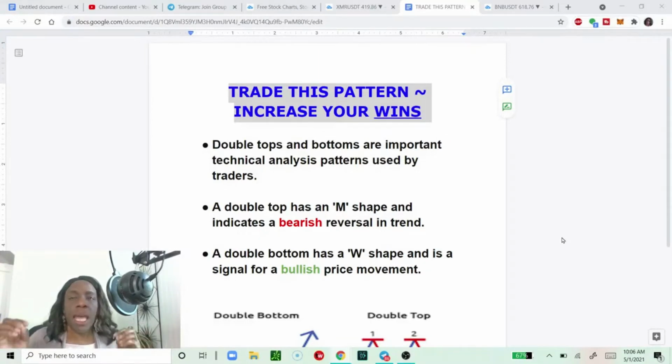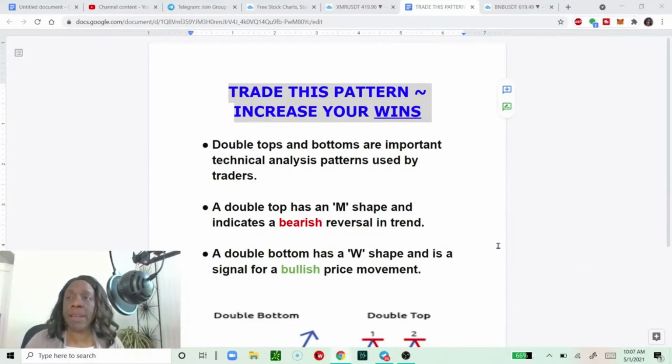Double tops and double bottoms. What are they? Double tops and double bottoms are important technical analysis patterns. They're used by traders. If you are a trader and you're not using them, then I don't know what to say. And it's not so much that you use them particularly, but you observe them. Once you observe the pattern forming, you're better able to inform your next move. Do you enter the trade? Do you exit the trade? A double top has an M shape.